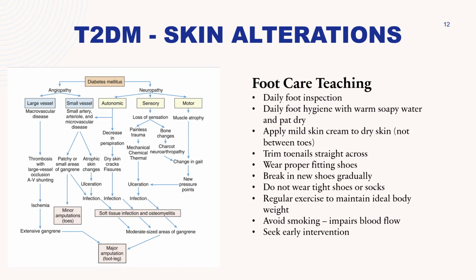They need to keep clean, dry, properly fitting shoes. And the other big ones, it seems obvious, but maintaining ideal body weight is easier on your feet. And then, of course, not smoking, because smoking, we know, causes vasoconstriction. Vasoconstriction leads to impaired blood flow. So these are the things we want to be teaching our diabetic patients and older adults about taking care of their feet.